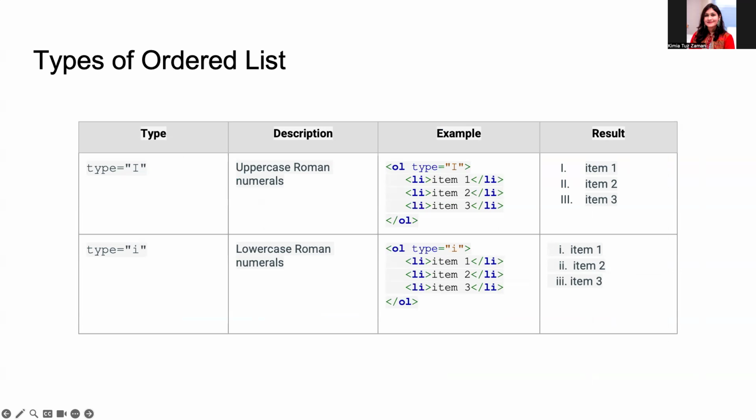Besides numbers and letters, ordered list can also use Roman numbers for numbering. When we use type equal to capital I, the list items are numbered with uppercase Roman numerals like I, II, III, etc. And if we use the small i, the list items appear with lowercase Roman numerals like i, ii, iii, etc. So depending on the style you want, HTML gives you different options to present ordered list in a way that best fits your content.